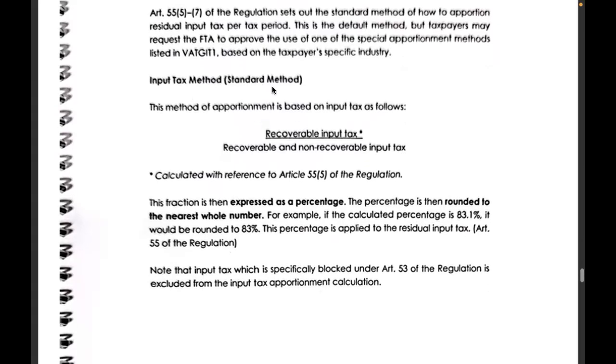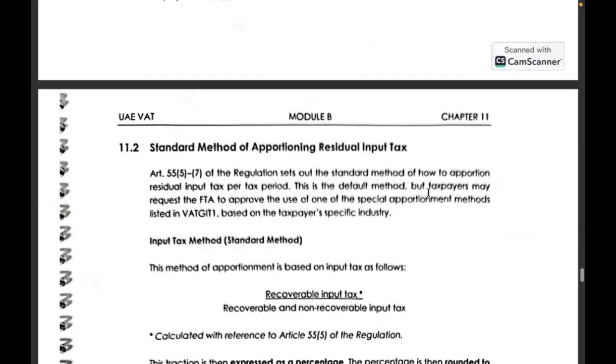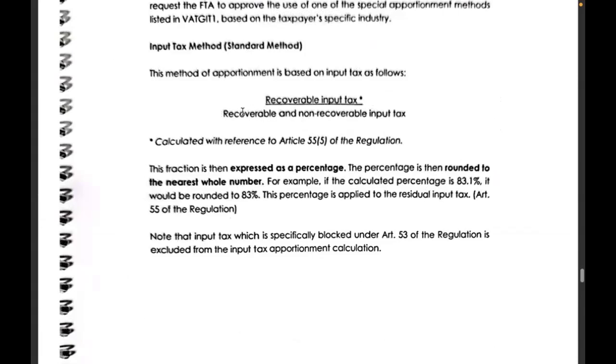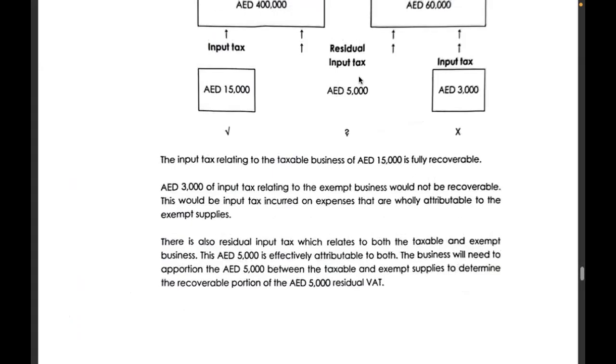Input tax method, the standard method, it's quite easy. Basically, there's a ratio. Recoverable input tax. In our previous example, we saw how much was the recoverable input tax. That was 15,000, right? How much was totally non-recoverable or blocked input tax? That was 3,000. So let us have a look at this. Total recoverable input tax divided by recoverable as well as non-recoverable input VAT. So if you remember, this was 15,000, this was 15,000 plus 3,000. So that is the ratio we will apply to the residual, the mixed use input VAT, which was 5,000 dirhams.